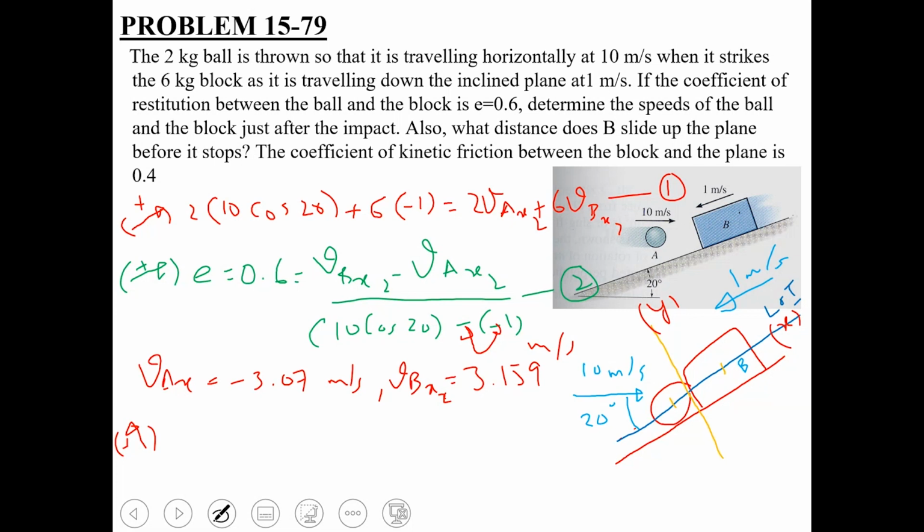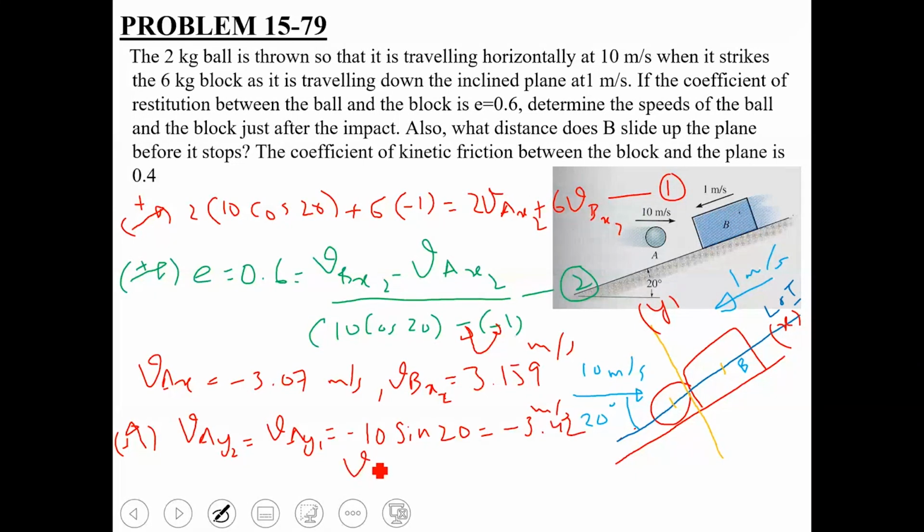So applying the principle of impulse and momentum on particle A and B along the plane of contact, VA_y2 should be equal to VA_y1, and what is that V? That is going to be equal to 10 sin 20, isn't it? Yes, sir. Negative. But with a negative sign. So 10 sin 20 with a negative sign, it will give you the value of minus 3.42 meters per second.